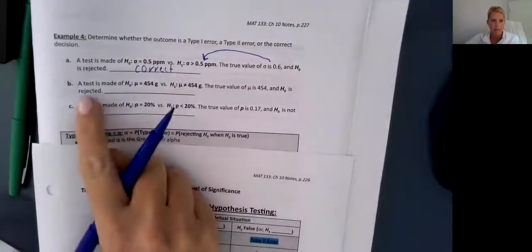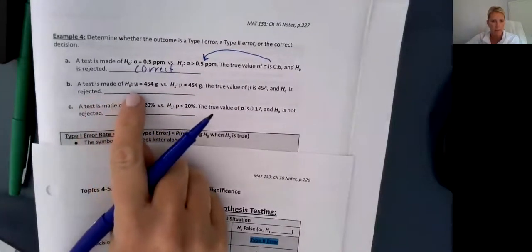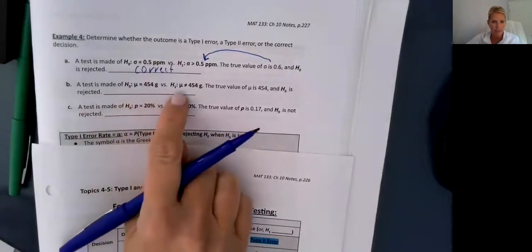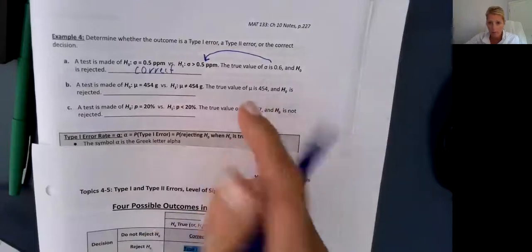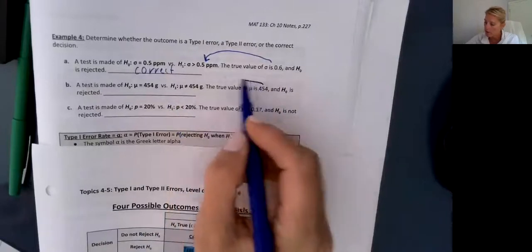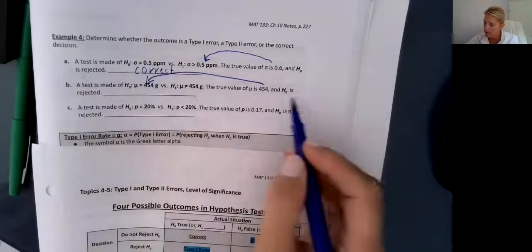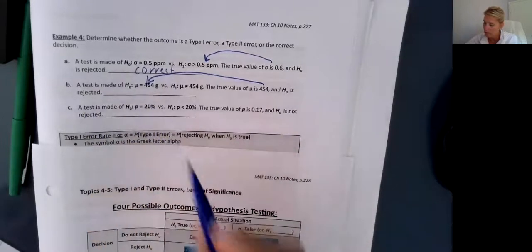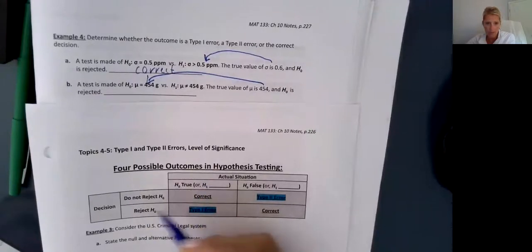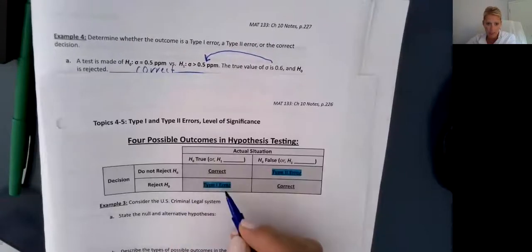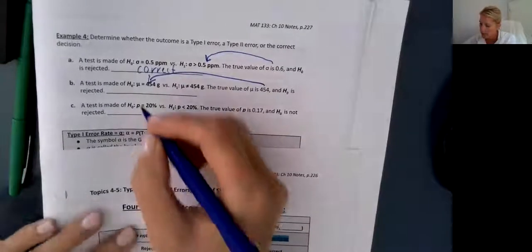Test B says a test is made of H0, the mean is equal to 54, versus H1, the mean is not equal to 54. The true value is 454. Oh, sorry, 454. So it does agree with H0, and H0 is rejected. So we agree with H0, H0 is true, but H0 is rejected. That's a type 1 error.